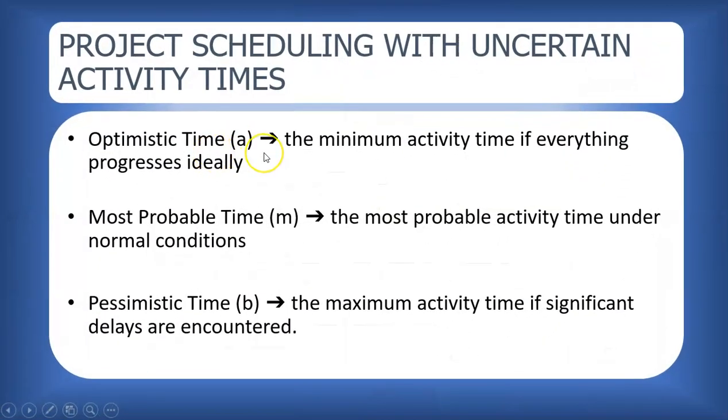The optimistic time A is the minimum activity time, assuming that everything goes well, no hitches. Right, so it's on ideal conditions. The most probable time M is the most likely activity time, assuming normal conditions. And the pessimistic time B is the maximum time that the activity will take, assuming that there are significant delays.